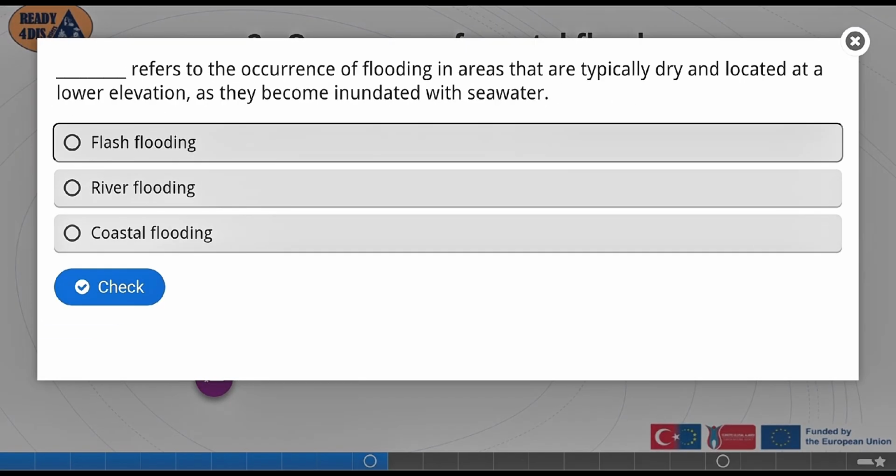Now, let's test your understanding. Blank refers to the occurrence of flooding in areas that are typically dry and located at a lower elevation, as they become inundated with seawater.